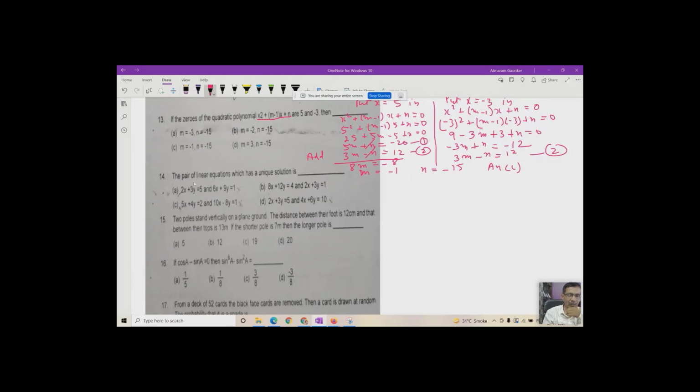Next is question number 14. The pair of linear equations which has a unique solution is. Please type which option has a unique solution, and to have a unique solution the first two ratios should not be equal. Please find out in which of these pairs the first two ratios are not equal and give the answer.